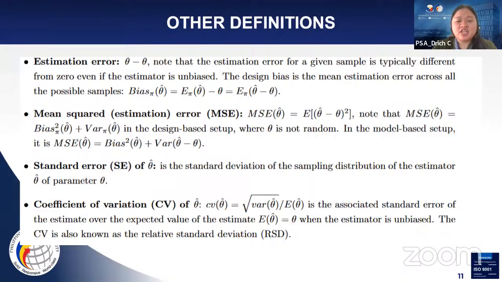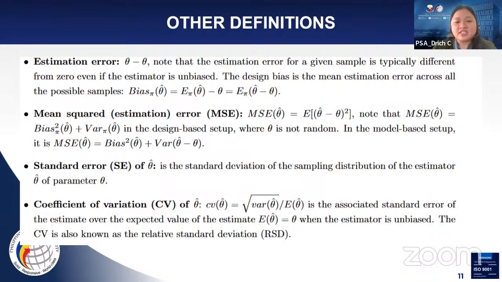While for the estimation error, of course, statistically we cannot always generate unbiased estimates or zero errors. The estimation error for a given sample is typically different from zero, even if the estimator is unbiased. So based on our surveys, typically it is not zero, but the objective is to be at least close to zero. And the design bias is the mean estimation error across all possible samples.